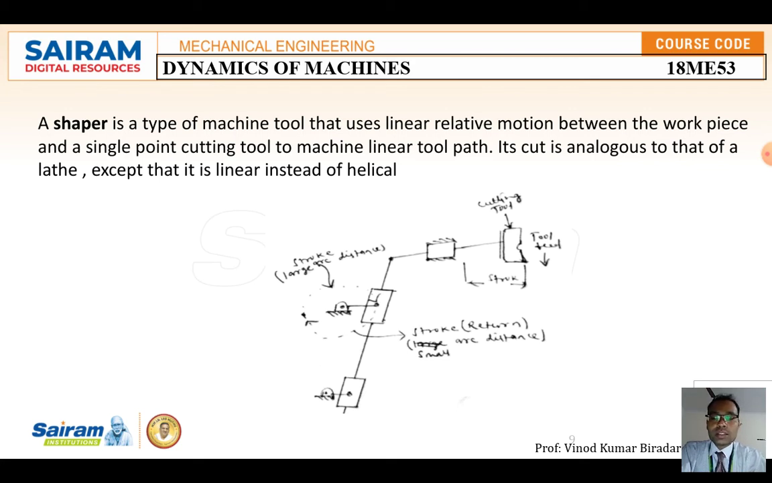Okay, so shaper is nothing but what? The main use of this shaper machine is where the roughness is there, we are going to use it to get smoothness. Okay, with the help of this shaper machine. Okay, so the figure shows the mechanism of the shaper machine, how it is going to work.